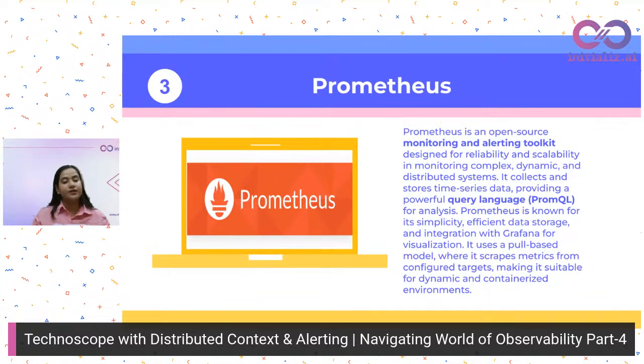So, for definition, Prometheus is an open source monitoring and alerting toolkit designed for reliability and scalability in monitoring complex, dynamic, and distributed systems. It collects and stores time series data, providing a powerful query language. It has its own query language, that's PromQL, for analysis. Prometheus is known for its simplicity, efficient data storage, and integration with Grafana for visualization. That is what we are going to do today.